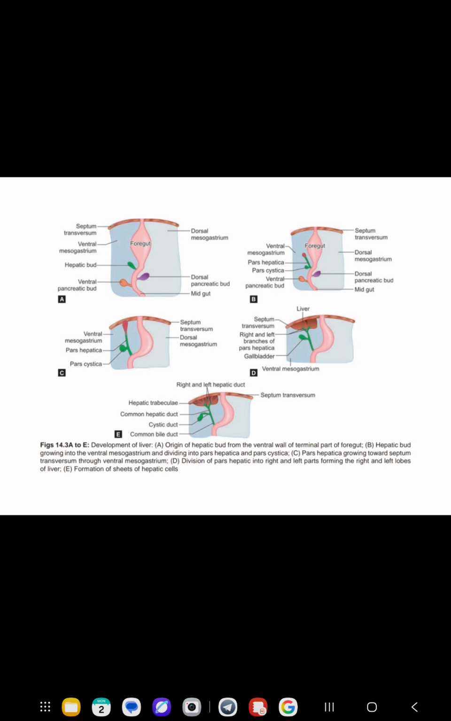From the foregut arises the hepatic bud in the ventral wall, growing into the ventral mesogastrium towards the septum transversum, that is hepatic bud, and it is later divided into two, that is pars hepatica and pars cystica. So pars hepatica is growing towards the septum transversum through the ventral mesogastrium.